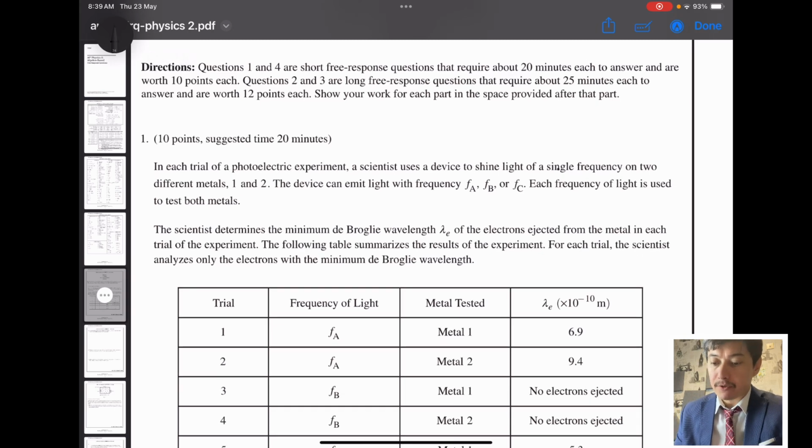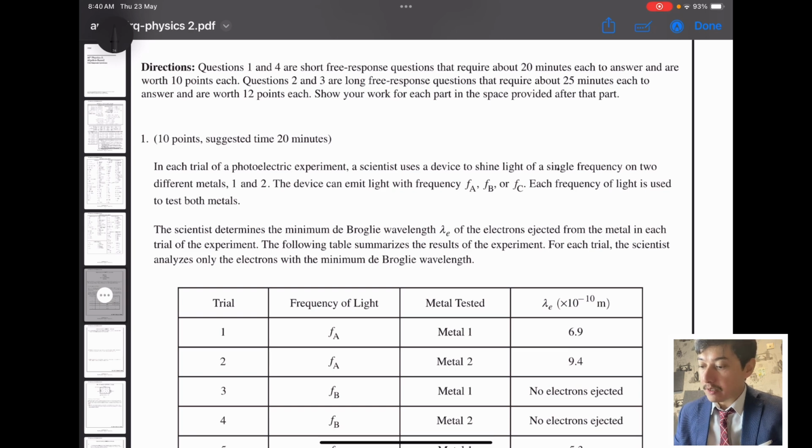In each trial of a photoelectric experiment, a scientist used a device to shine light of a single frequency on two different metals, 1 and 2. The device can emit light with frequency FA, FB, or FC. Each frequency of light is used to test both metals. The scientist determines the minimum de Broglie wavelength of the electrons ejected from the metal in each trial of the experiment. The following table summarizes the results of the experiment.